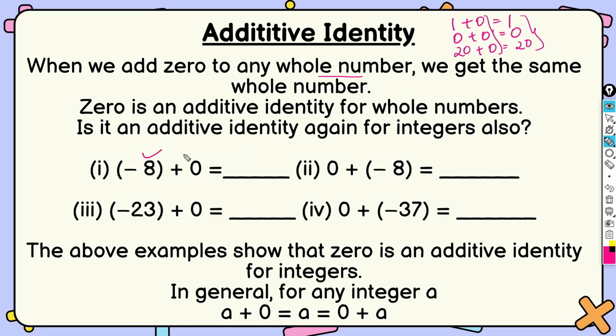Now, minus 8 plus 0 is minus 8. 0 plus minus 8 is minus 8. Minus 23 plus 0 is minus 23. 0 plus minus 37 is minus 37. In all the cases, we get the same integer when we add 0. Hence, the above examples show that 0 is an additive identity for integers. Thus, in general, we can say a plus 0 is equal to a, which is equal to 0 plus a.